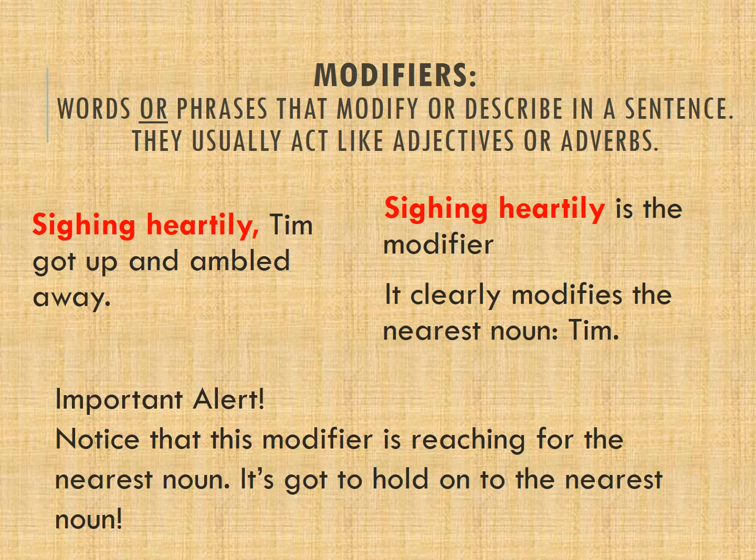Here's an example. Sighing heartily, Tim got up and ambled away. In this case, sighing heartily, the text in red, is the modifier in the sentence. It adds extra details so we understand a little bit more about what Tim was doing when he got up and ambled away. In this case, sighing heartily, the modifier, clearly modifies the nearest noun, which happens to be Tim. Now, here's an important alert. Notice that this modifier is reaching for the nearest target, a noun. It's got to hold on to its nearest noun, Tim.